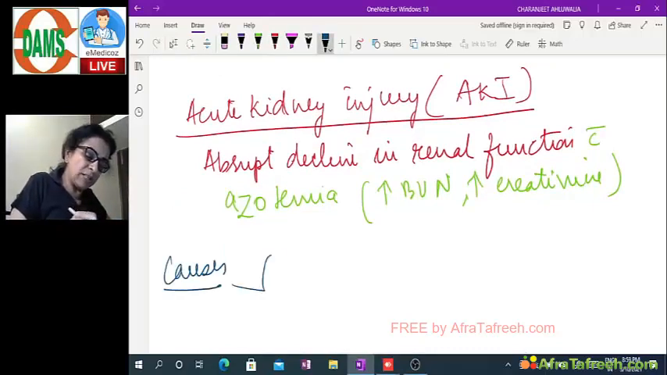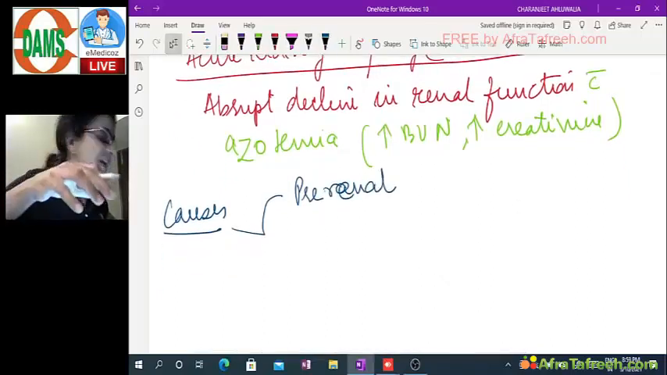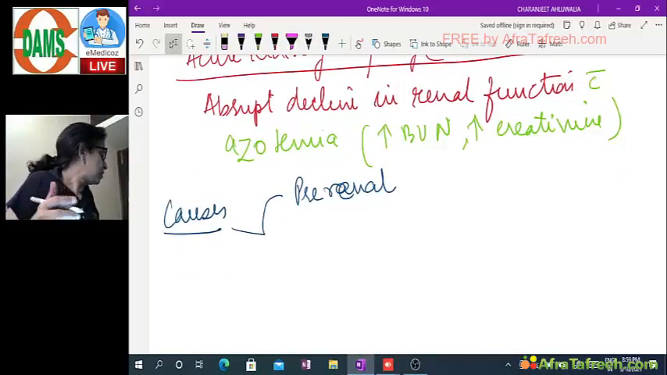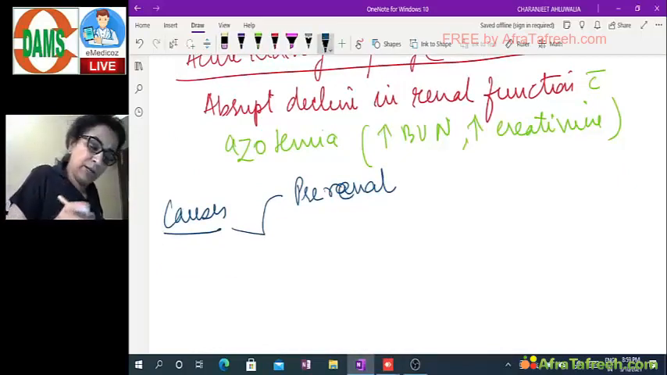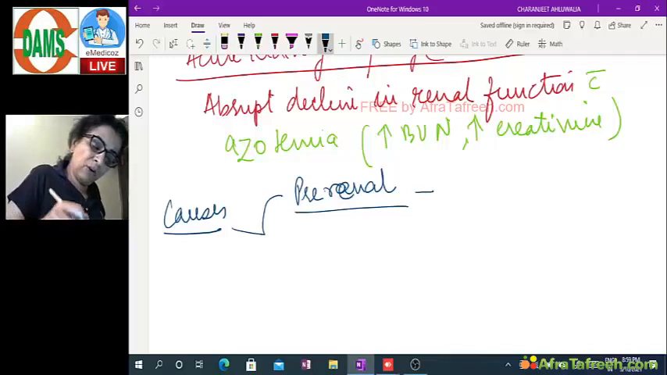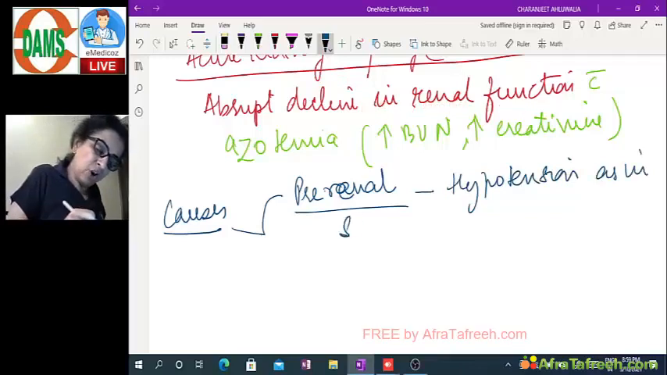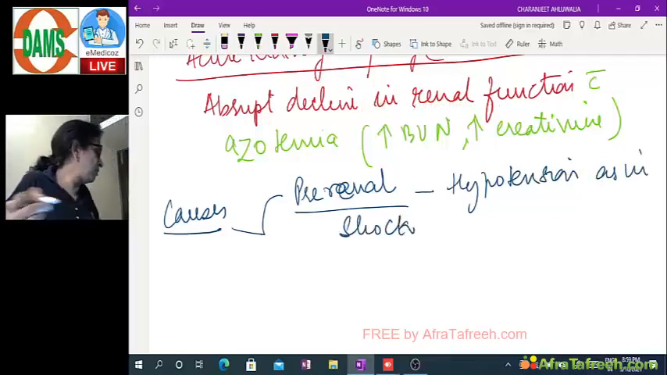AKI causes can be pre-renal, a cause outside the kidney that is damaging the kidney; the cause can be in the kidney itself; and the cause can be post-renal. Pre-renal means any cause leading to hypotension. The kidney is not getting enough blood. Hypotension due to any reason, as in shock or hypovolemia.